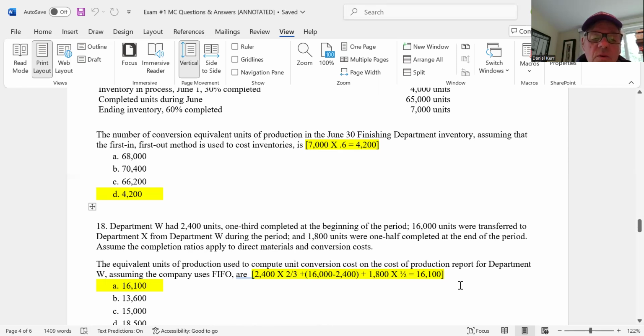So you had 2,400 units in beginning inventory, but those units were 1/3 complete at the beginning of the period. So they were 2/3 complete this period. And then you have to figure out the number of units started and completed. So this was the number of units that was completed, 16,000. Here were the number of units that were in beginning inventory. So the difference between those. And then the ending inventory was 1,800 units, and it was 1/2 complete. So you multiply that by 1/2, and you get 16,100.